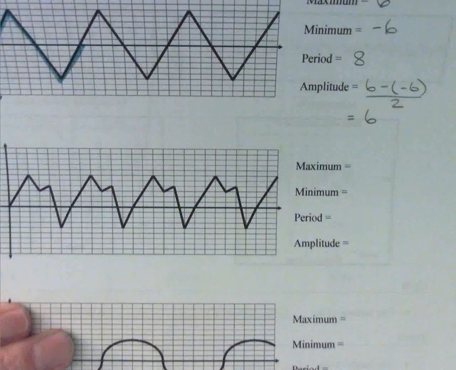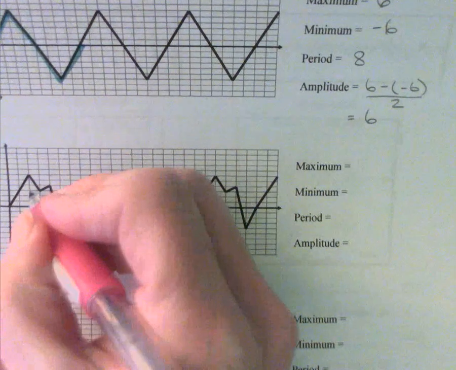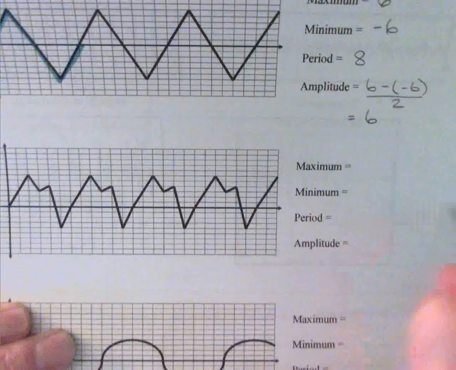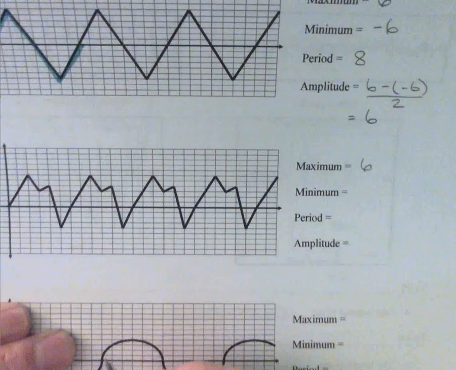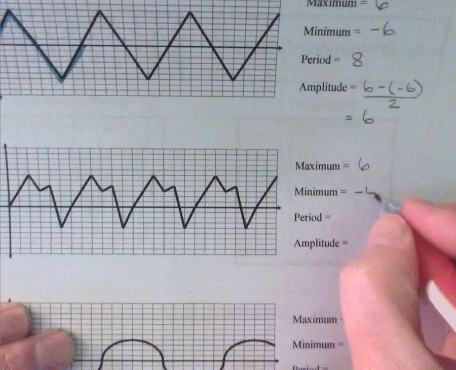If I look at this one, the maximum on this, 1, 2, 3, 4, 5, 6. And the minimum, 1, 2, 3, 4. So we're down 4.